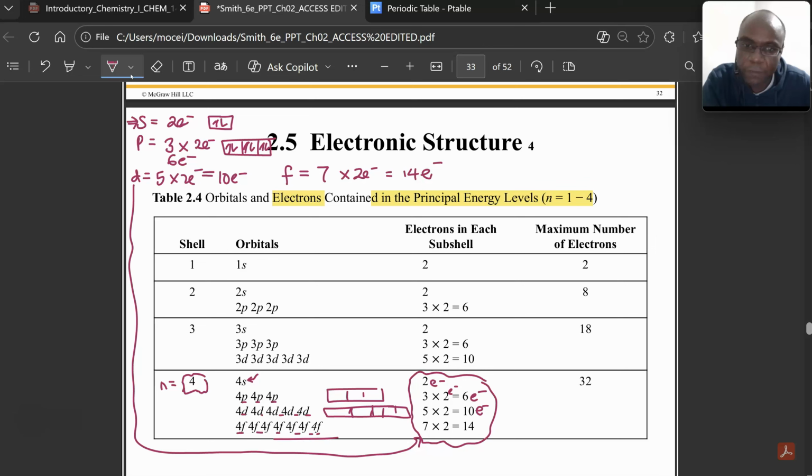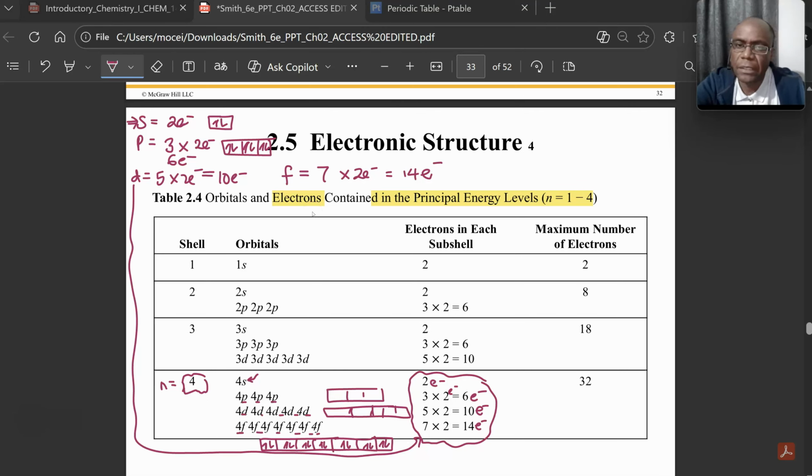And then the 4f, which has 7 of these, 1, 2, 3, 4, 5, 6, 7. Each of these will carry 2 electrons. We use those half arrows to show 2 electrons up and down. And 7 times 2 will give you 14 electrons. Okay, so now since we are trying to explain the electronic structure, let me start from now the first shell.